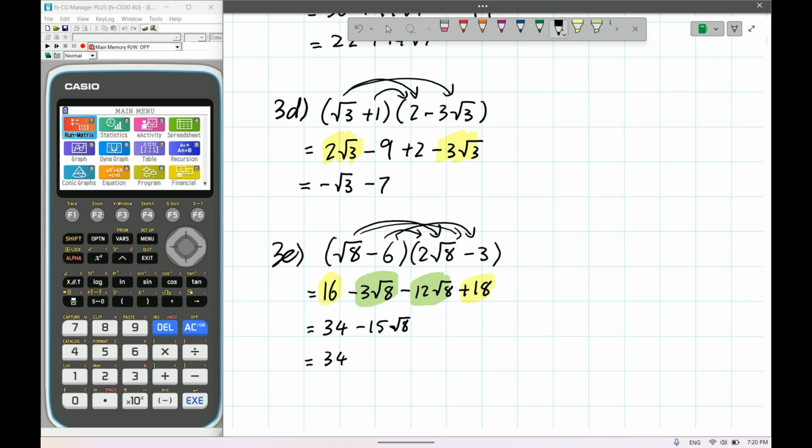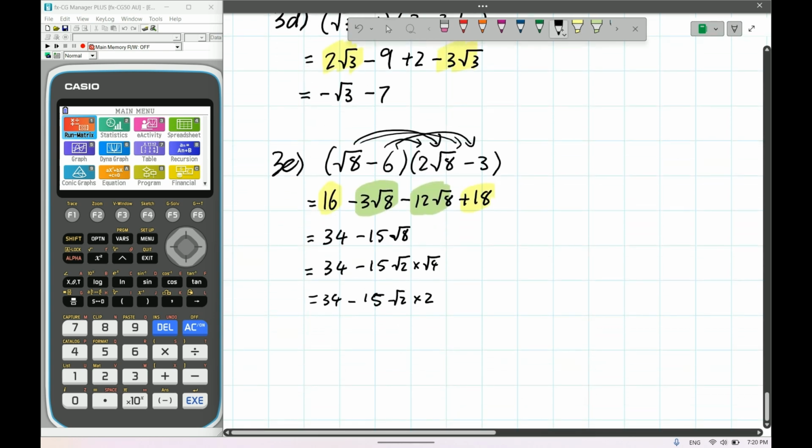However, if you want to continue, you could break up the square root 8 as square root 2 times square root 4. And the square root 4 will become a 2. And so what you're left with is 34 minus 30 square root 2.